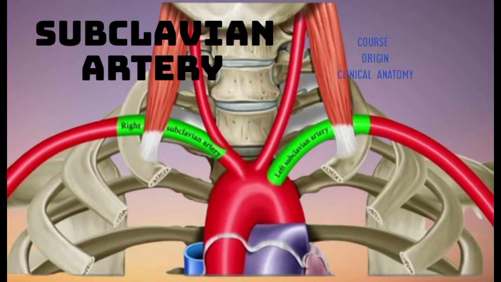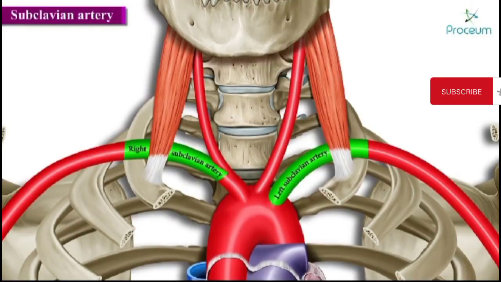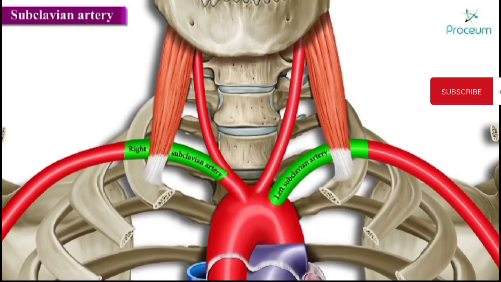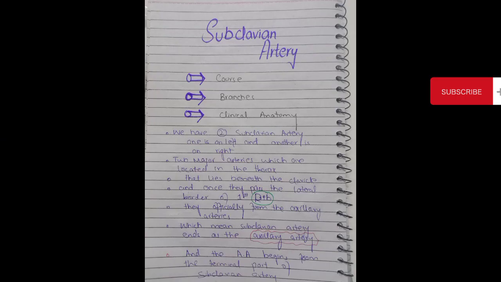In this video, we will talk about the subclavian artery, its course, branches and clinical anatomy. So we have two subclavian arteries, one on the left and another on the right side. As you can see in this image, two arteries, one on the right side and another on the left side. Two major arteries which are located in the thorax lie beneath the clavicle, and once they pass the lateral border of the first rib, they officially form the axillary arteries, which means the subclavian artery ends as the axillary artery.